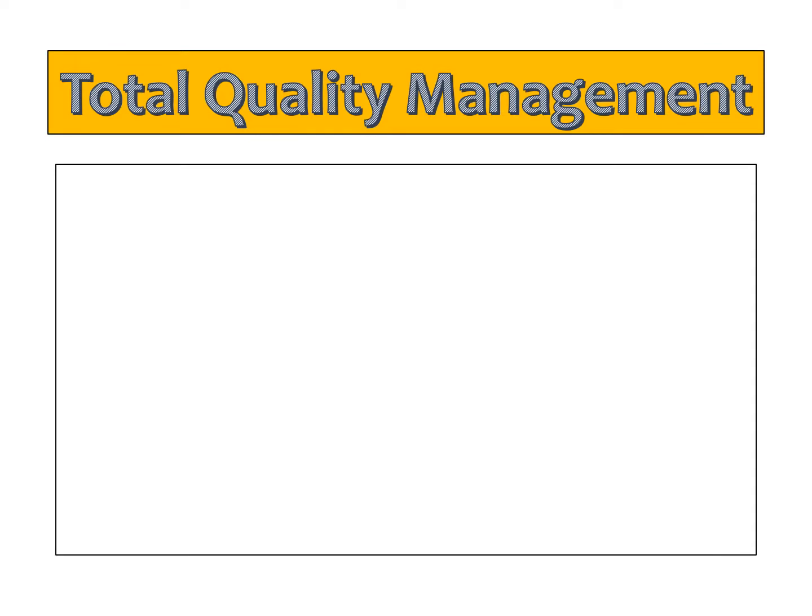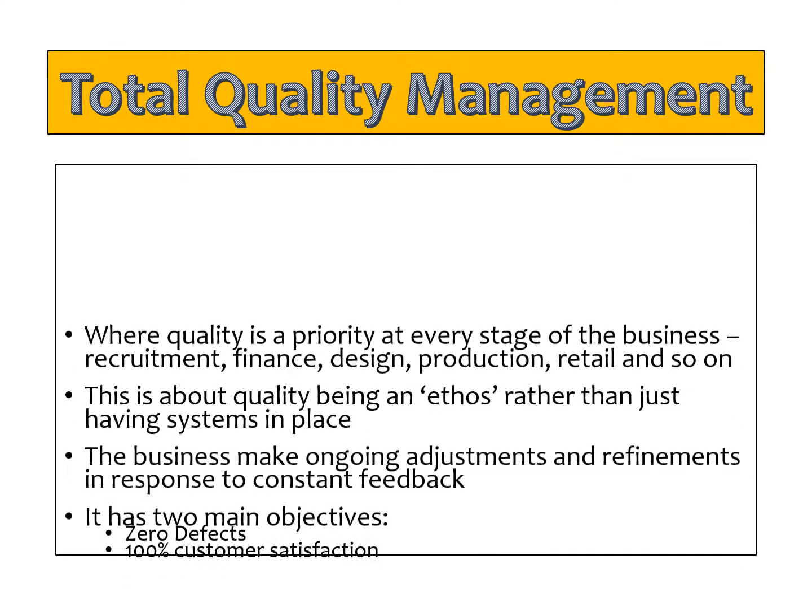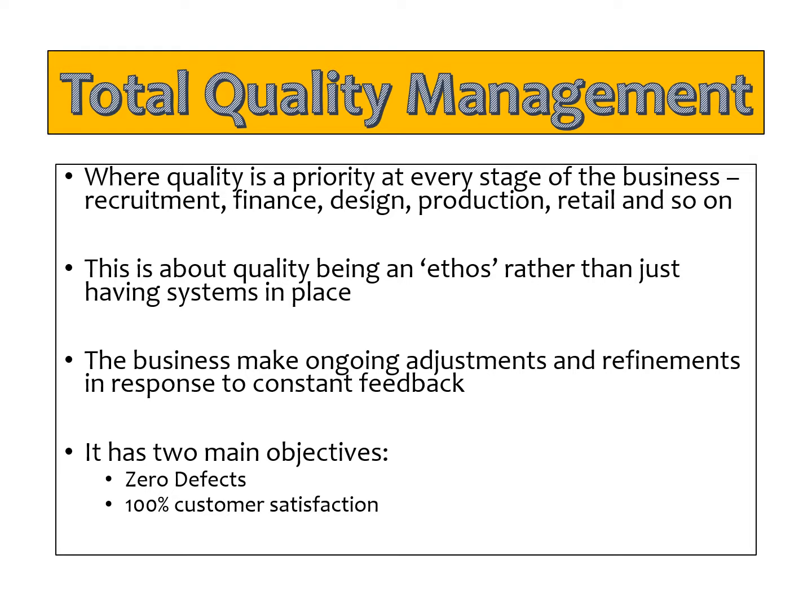So let's have a look at the other methods that we used. One of these is called total quality management. Quality is priority at each stage of the business, such as recruitment, finance, and in all your functional areas. So total quality management is all about putting emphasis on your quality rather than just having the systems in place. It ensures that each of your products are up to quality and up to a good standard. Total quality management is all about making ongoing adjustments and refinements in response to constant feedback. So it's really reflecting on the customer feedback and improving your product.